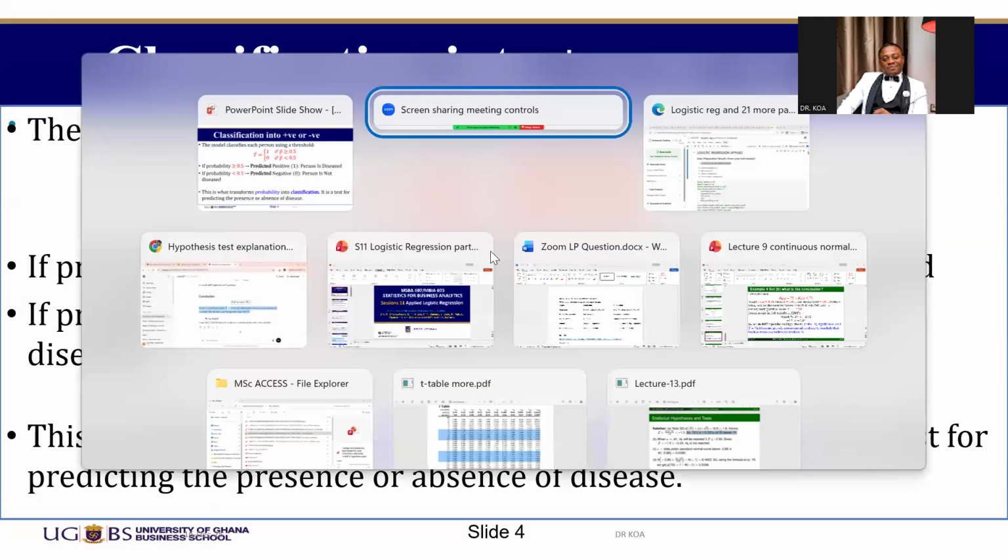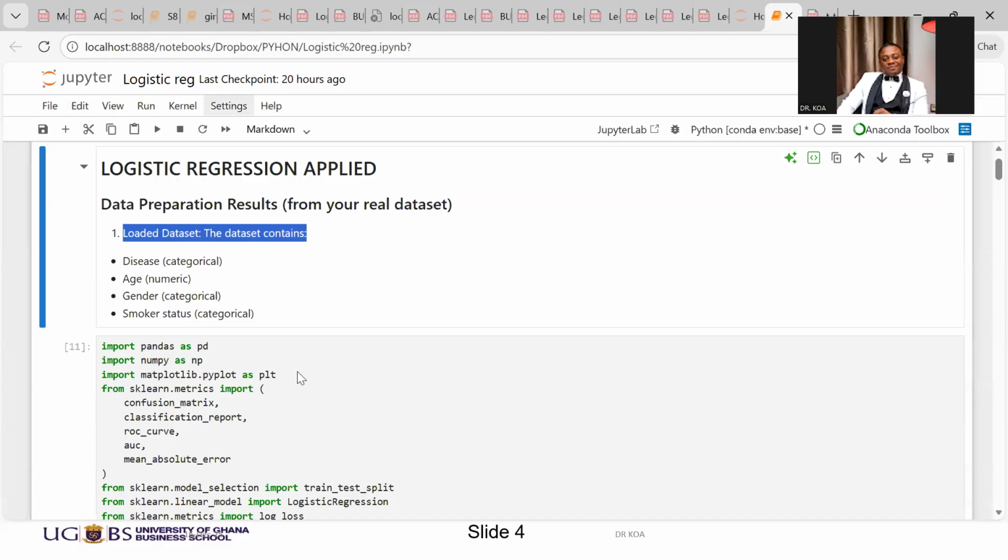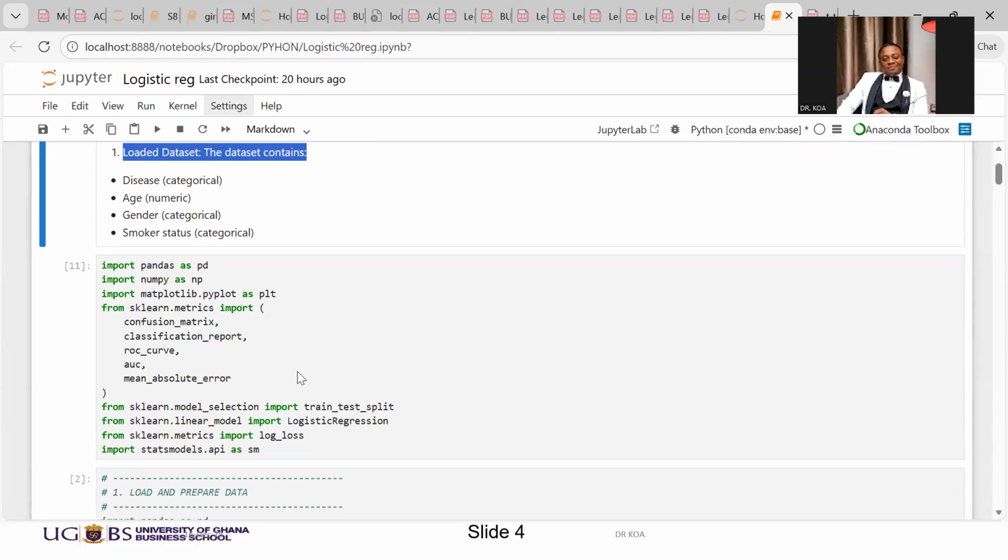Now I'm taking you back to the Jupyter Notebook. I want you to look at the codes. We have them already. Now, you might be saying to yourself, how did I write these codes? How do you do these codes?